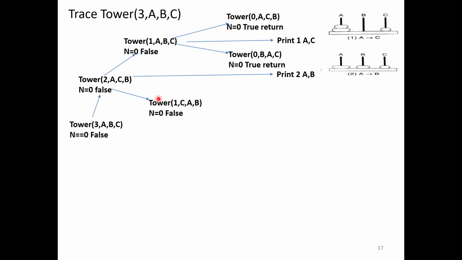Now, below part. 2 minus 1, 1. Temporary. C, A, comma B. Is n 0? No. Break again. Next step. 0. Source same. Interchange B comma A. Is n 0? Yes. For this step, what was the n value? N value was 1. So earlier it was here, you have to bring it here.